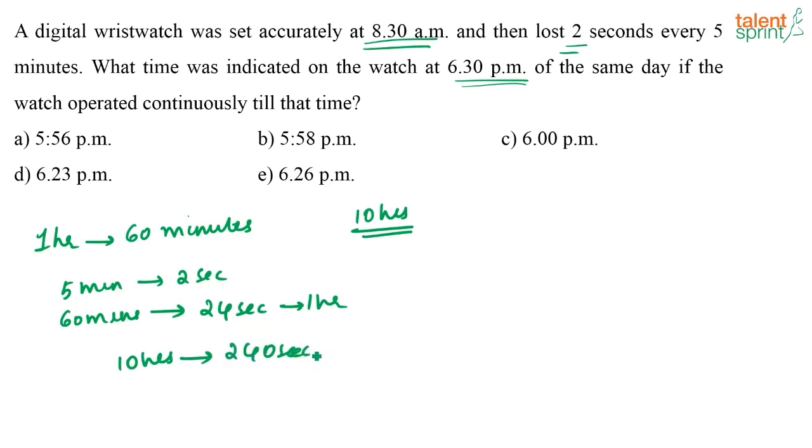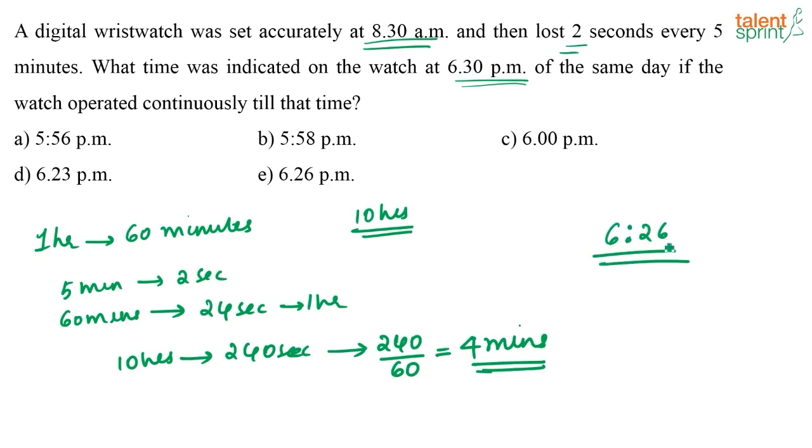Now what is 240 seconds in terms of minutes? It is nothing but 240 divided by 60, which is equal to 4 minutes. Or I can say that in 10 hours, the watch would have lost 4 minutes. So when the actual time is 6:30, what will be the time that the watch will show? The watch will show 6:26 because it has lost 4 minutes, right? So it will be behind by 4 minutes. So when the actual time is 6:30 p.m., it will show 6:26. The correct answer for this question is option E, 6:26 p.m.